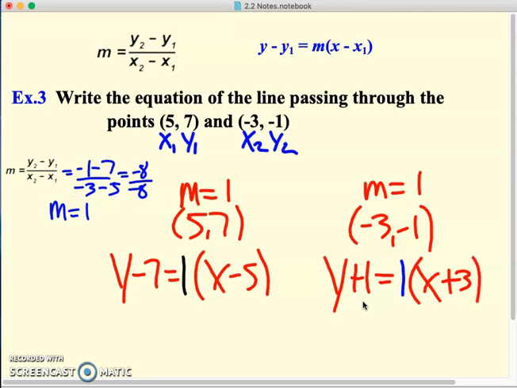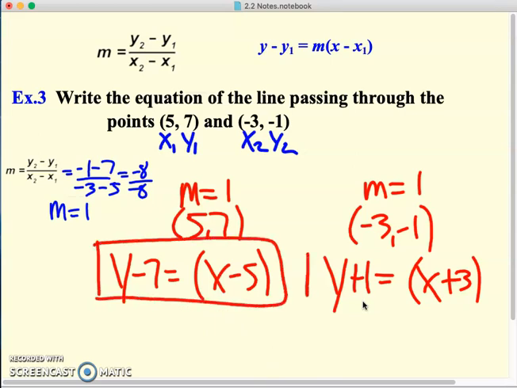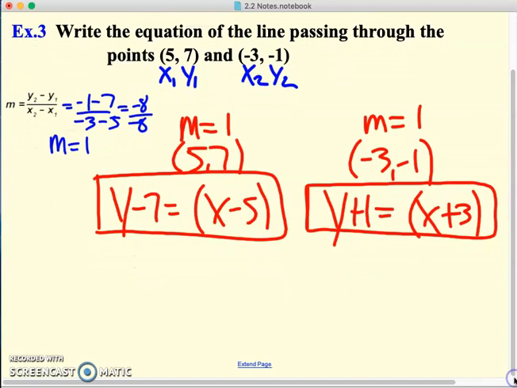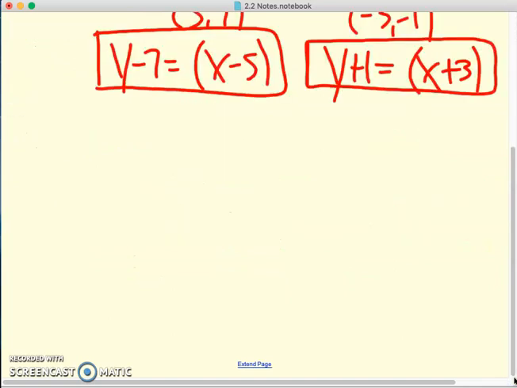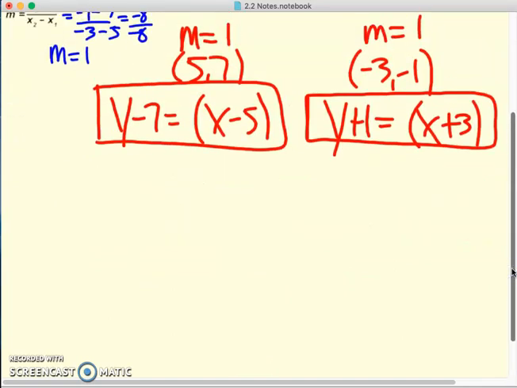In the final version of this, the 1s don't need to be there. When you have nothing sitting in front of your parentheses, it's implied that it's a 1. So we're good. So there's my 2 versions, and they're both correct. Now, what I'm going to show you is we're going to multiply them, or change them into slope-intercept, just for one reason: to prove to you that they are actually the same equation, even though I'm using a different point. So let's do that conversion.